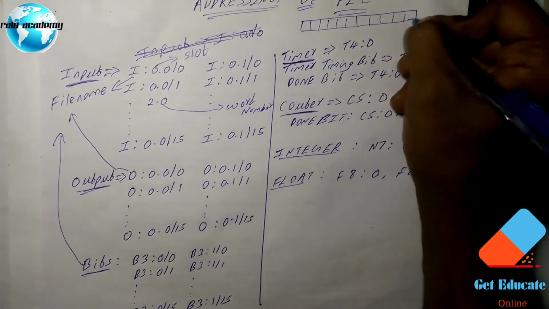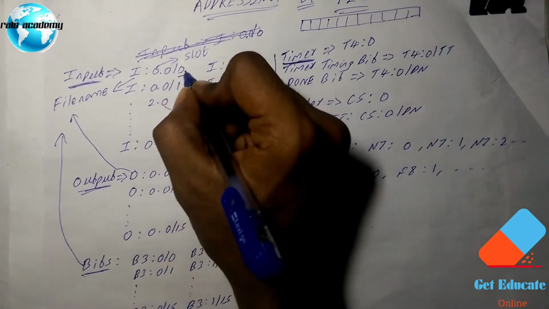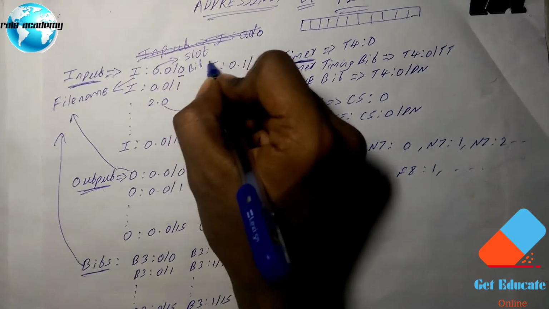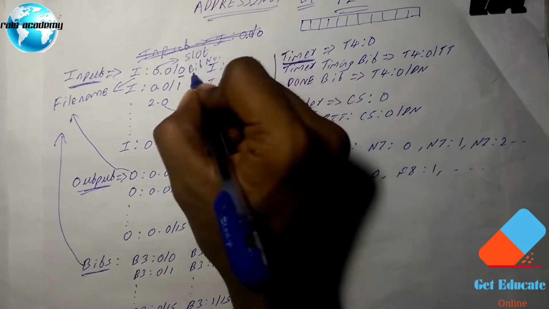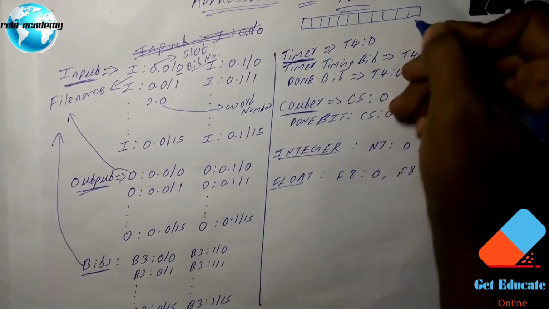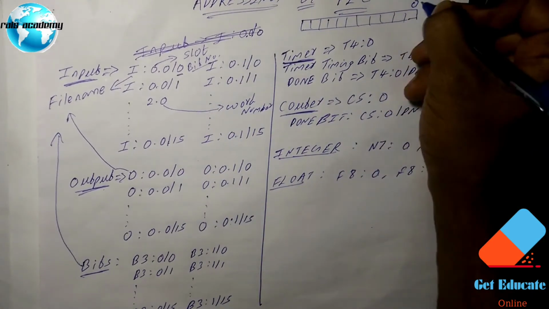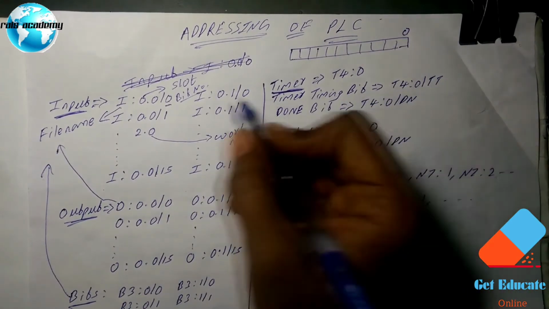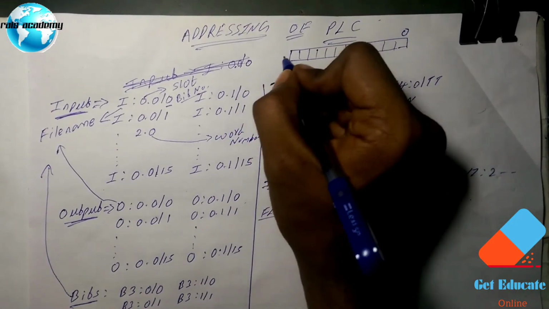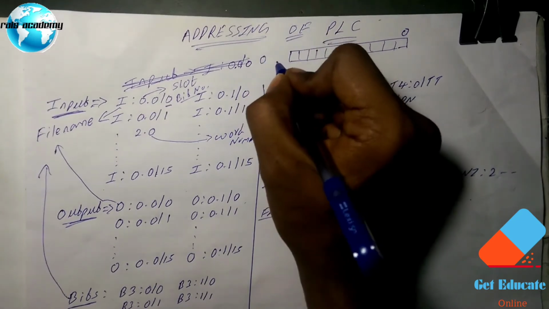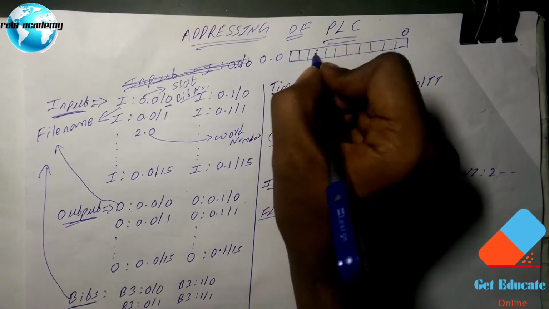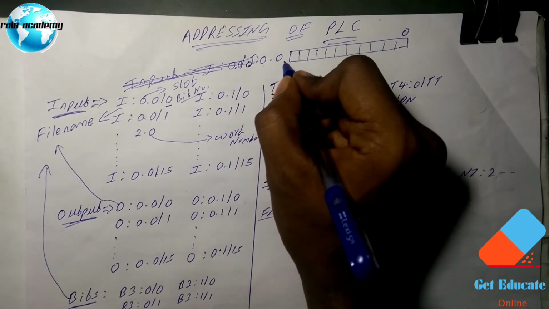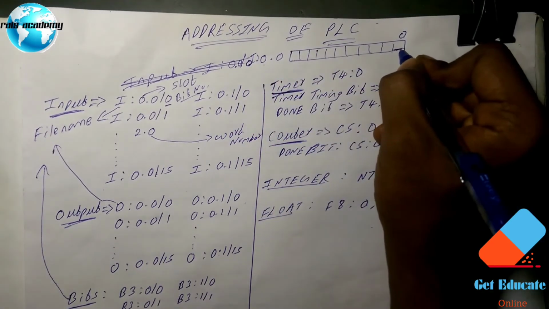We are using the bit here after the slash. This is the bit number. Bit number 0 means here. So this is the input card of the 0th slot, the 0th word, and the 0th bit is selected.